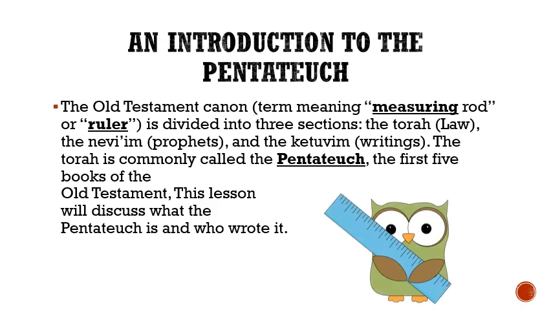Here it says that the Old Testament canon, which is a term meaning measuring rod or ruler, is divided into three sections. The Torah, which is the law, the Nevi'im, which are the prophets, and the Ketuvim, which are the writings. Now, the Torah is commonly called the Pentateuch, which are the first 5 books of the Old Testament. This lesson will discuss what the Pentateuch is and defend who wrote it.